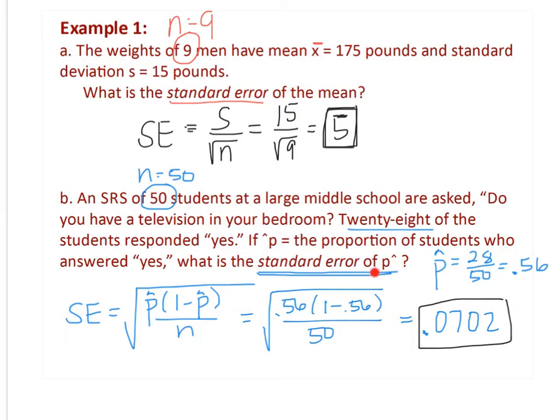For proportions, the standard error is always going to be a decimal, and usually it will be like 0.0 something or 0.1 something, because you can expect to be off by 7%, 10%, something like that. For means, just think about, does this number make sense in light of that number?